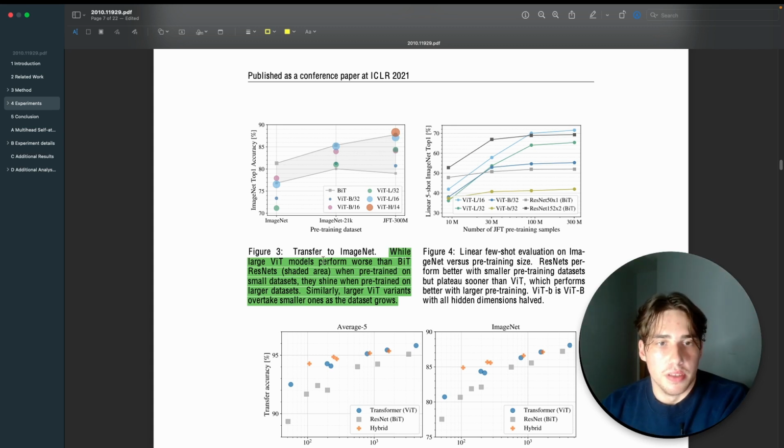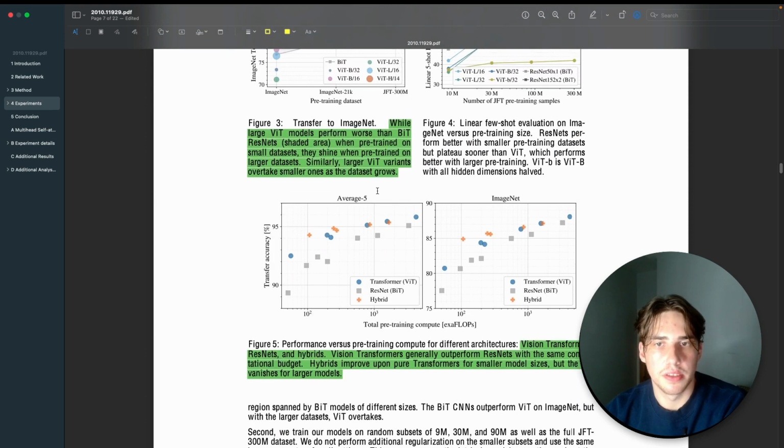Okay, so they mentioned that while large ViT models perform worse than ResNets when pre-trained on small datasets, they shine when pre-trained on large datasets. Similarly, larger ViT models overtake smaller ones as the dataset grows. So this is the scalability of the transformers. More data and bigger models should produce much better results.